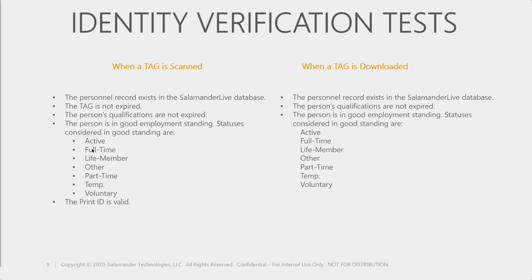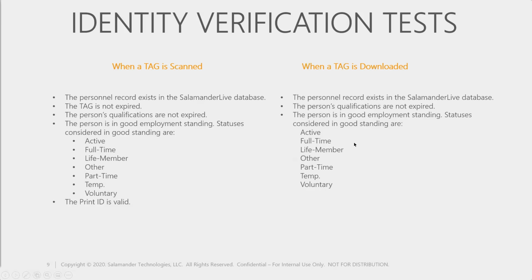So these are the ones that are considered as good standing. And last, it's going to check whether or not the ID that you scan is the latest printed. So this is the print ID is valid. So again, if someone loses their ID tag and then they get another tag printed, and let's say they come in and they have their old tag printed, it's going to let you know that that's an older tag versus the newest tag.